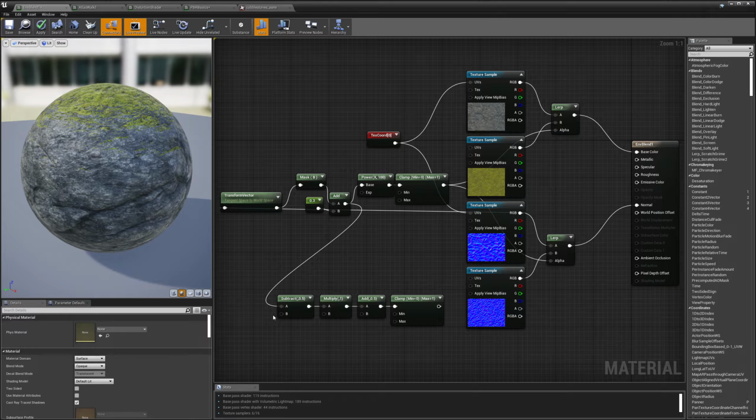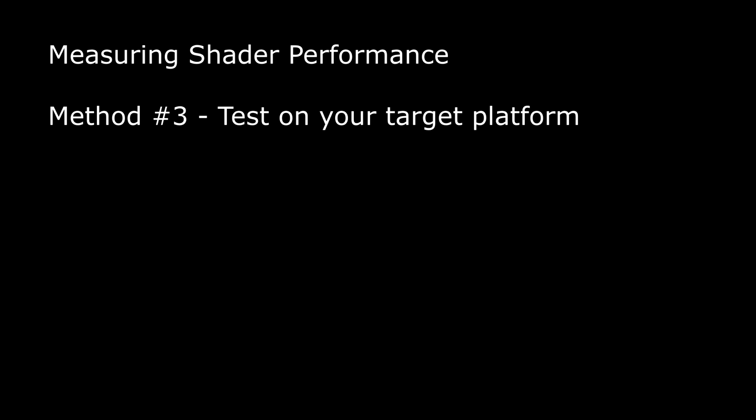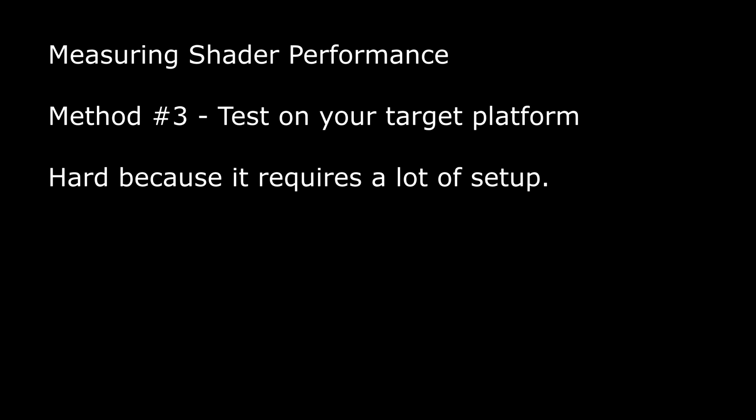The third method for measuring performance, and this is the best, most accurate method, is to apply your shader to the model that it's intended to be on, put that model in the scene where it's going to be in your game or your project, and then run that game or project on the intended target platform and measure that way. Now, measuring this way is the hardest because you have to apply your shader to a model, put the model in the scene, put the scene on the platform. There are a lot more steps involved, but it's definitely the most accurate.